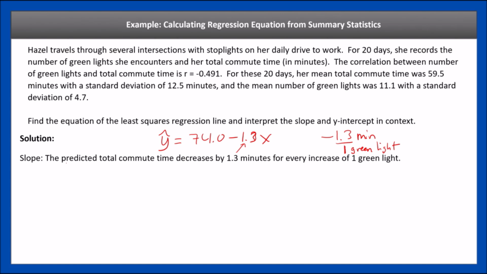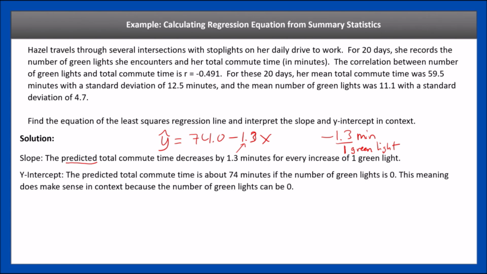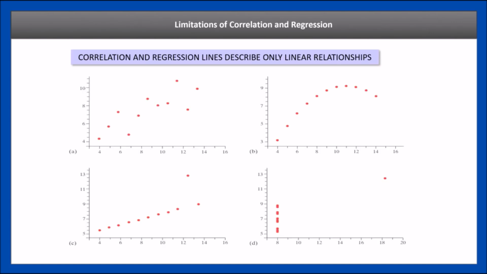You also want to use the word predicted, because these are predictions. They're not exact. So the predicted total commute time decreases by 1.3 minutes for every increase of one green light. The y-intercept is 74. So when x is 0, we would expect the predicted time to be 74 minutes. This makes sense because it's possible to have no green lights at all. It means she's hitting nothing but red lights, and so that's going to increase her commute time to a predicted maximum of around 74 minutes, which is pretty high. All right, so those are our interpretations.